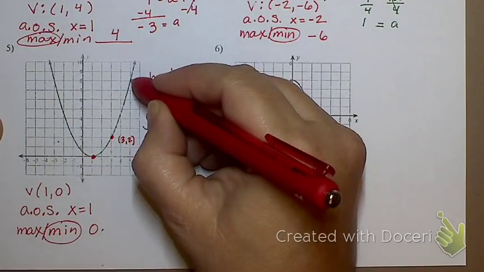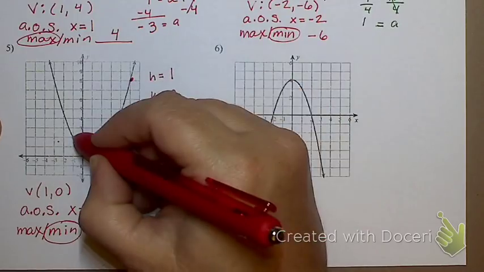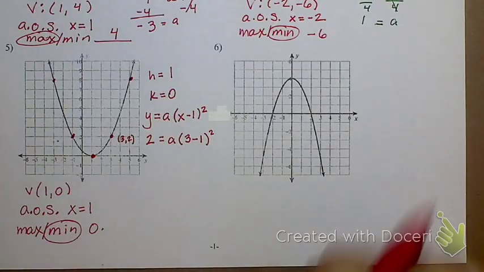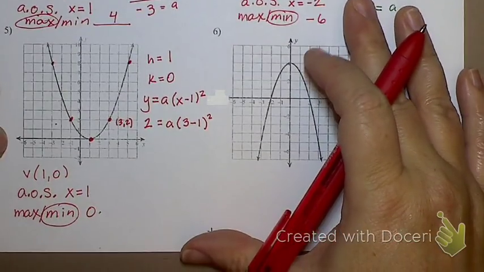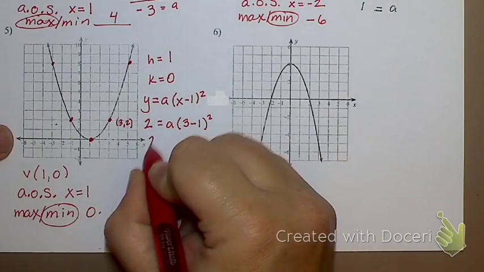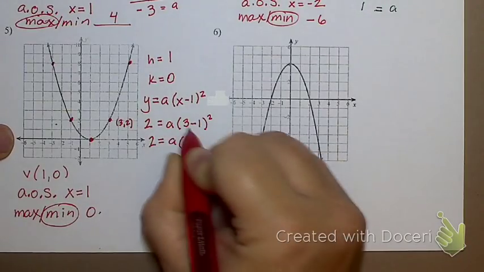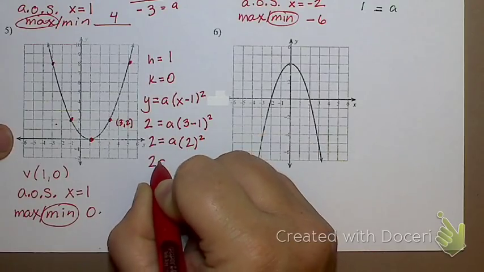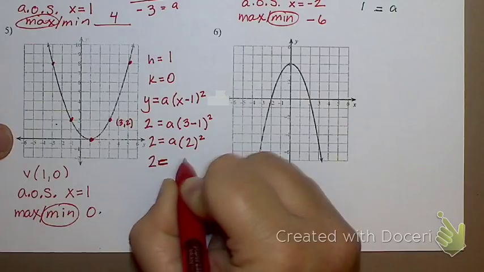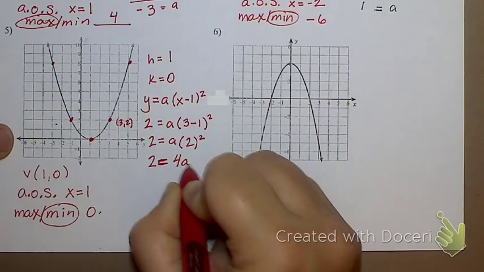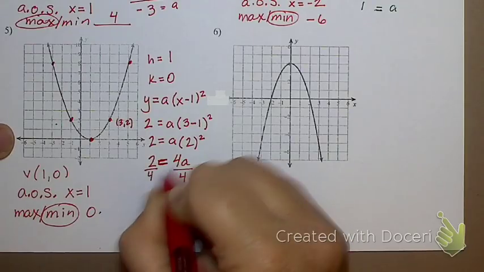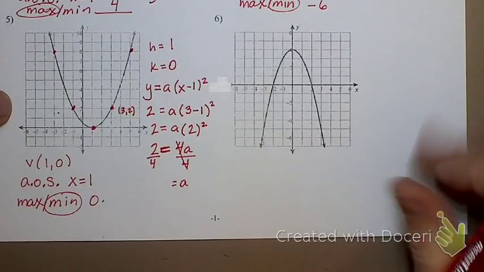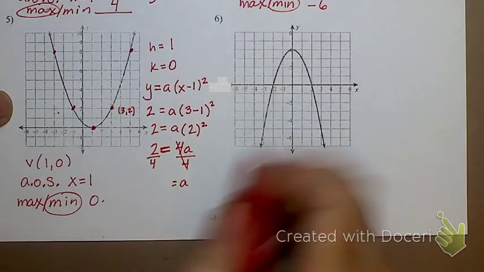You could also use, it looks like, (5, 8), or (-1, 2), or (-3, 8). No matter which one you use, you should get the same a value I do. So, let's see. 2 is equal to a times (3 minus 1), which is 2 squared. 2 equals what? 4a. Divide by 4. And what does a equal? Do not tell me it equals 2. It equals 1/2.